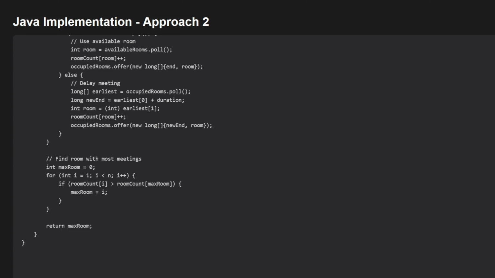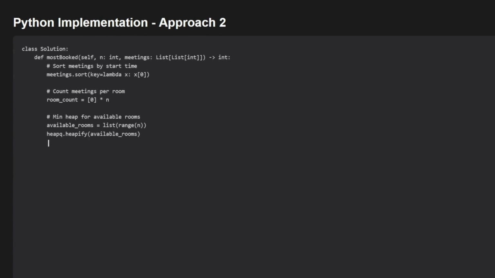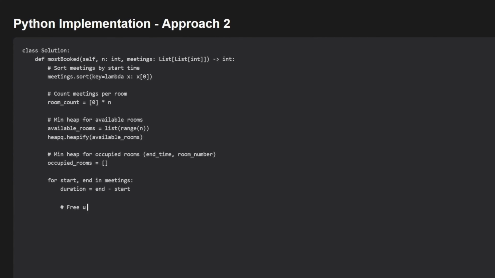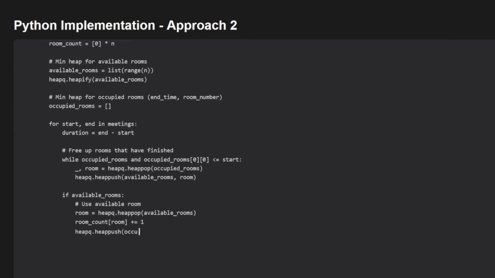For each meeting, we first free up any rooms whose meetings have ended using a while loop. If rooms are available, we pull from available rooms to get the lowest numbered room. If no rooms are available, we pull from occupied rooms to get the room that frees up soonest, then calculate the delayed meeting's new end time. Throughout, we maintain our room count array for the final answer.